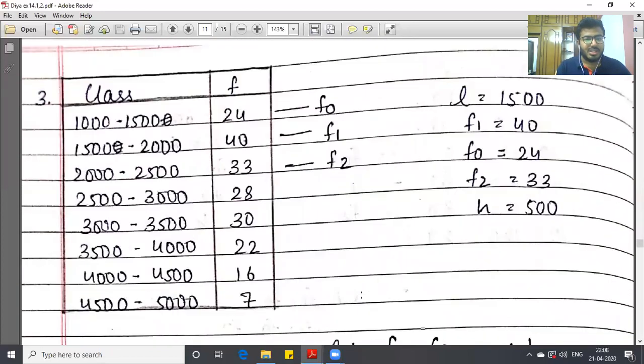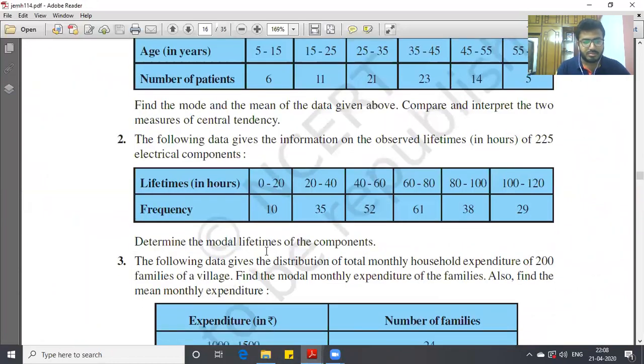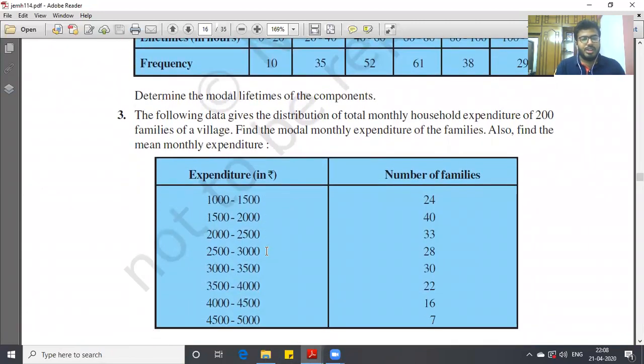Good. So going to the next question, the third one. The following data gives the distribution of total monthly household expenditure of 200 families of a village. Find the modal monthly expenditure of the families. Also find the mean monthly expenditure. So you have to find out the modal monthly expenditure, and also the mean monthly expenditure. So we'll look into the answer.